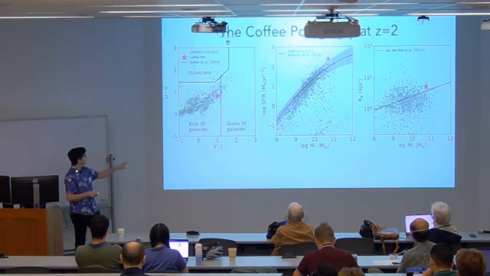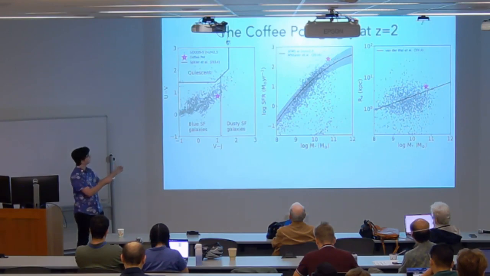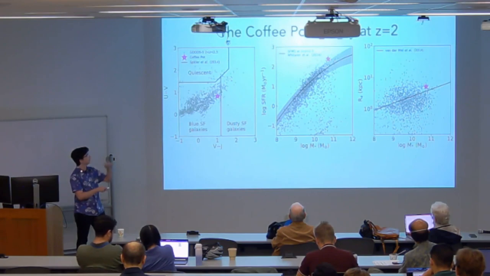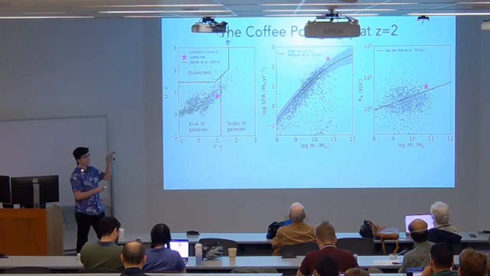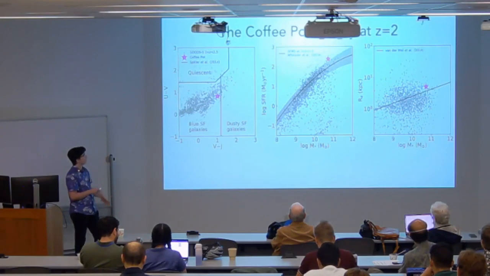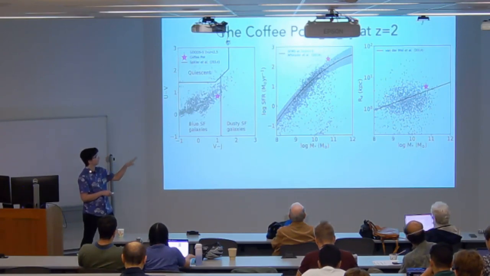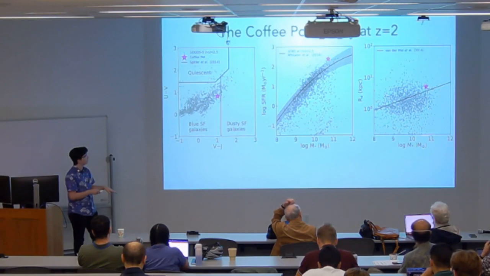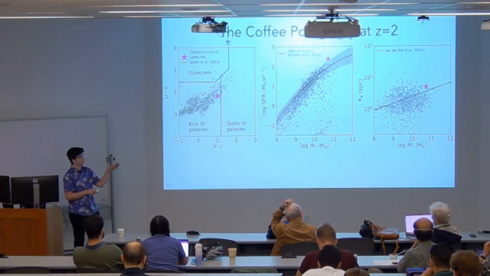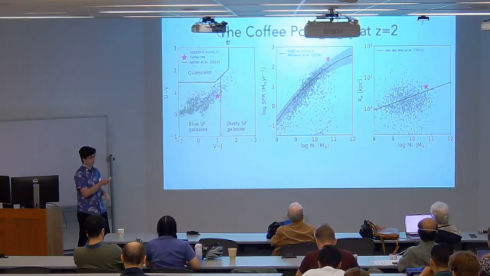Here's the UV-VJ plot showing that this is a blue star-forming galaxy. We have the star formation rate versus stellar mass, with the star-forming main sequence that this galaxy lies above. So it's very actively star-forming for its mass. And then we have the radius versus stellar mass plot, which shows that it's a pretty normal size.